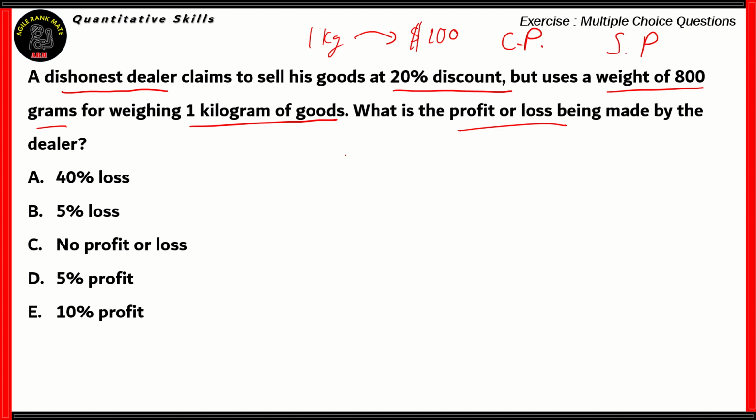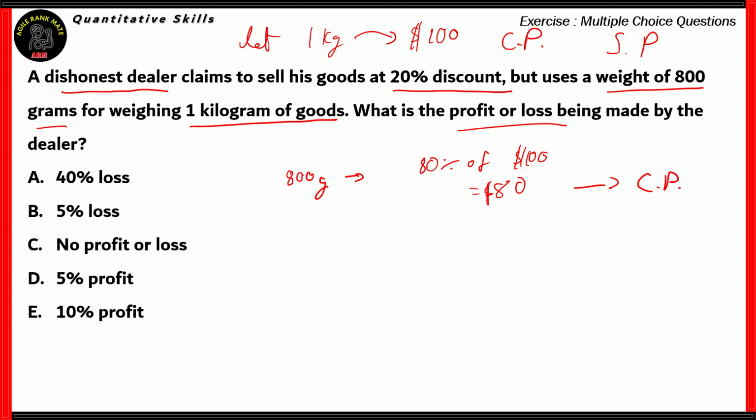Now, what does this dealer do? We call him dishonest because for weighing 1 kilogram of goods, he uses a weight of 800 grams. So when we consider 1 kilogram to be approximately worth $100, then for 800 grams, it'll be 80% of $100, which is $80. So the cost price of the amount of goods that he sells, considering it to be 1 kilogram, is $80.